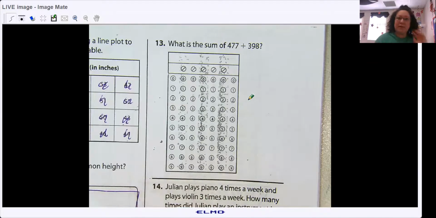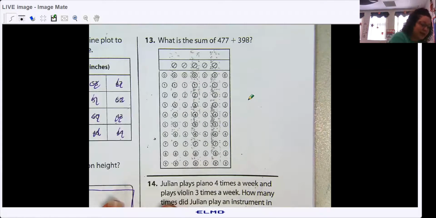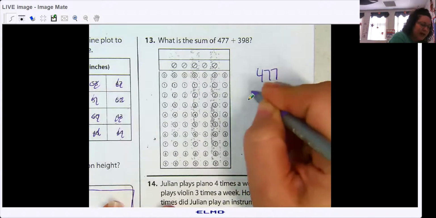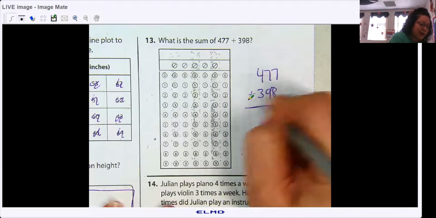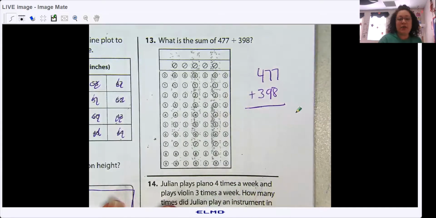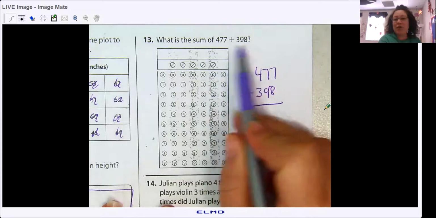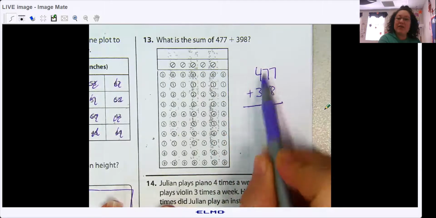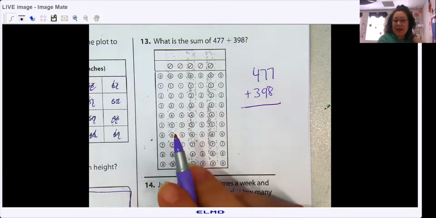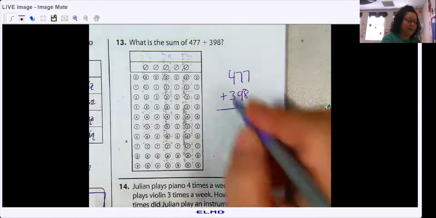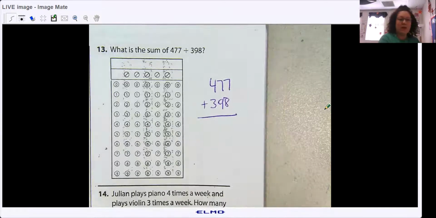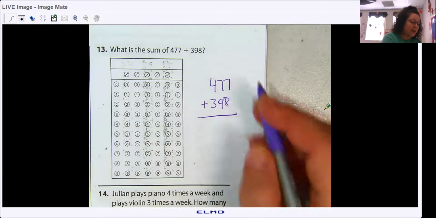What is the sum? So we are quite simply going to add. Any type of problem that is written horizontally, you need to rewrite it vertically. I do not want you trying to do this in your head. You need to have the numbers stacked up and down vertically so you can regroup properly, okay? So you go ahead and solve it.